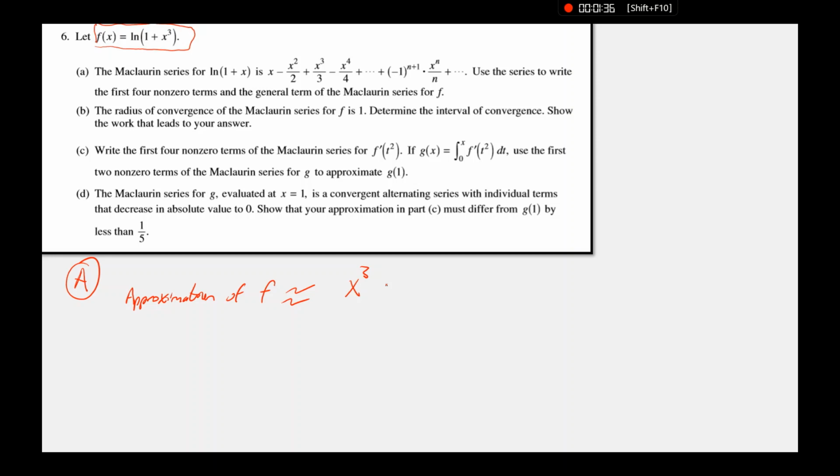and minus x to the 6th power over 2, plus x to the 9th power over 3, minus x to the 12th power over 4. Okay, so that's the first 4 terms, and then we need a general term.